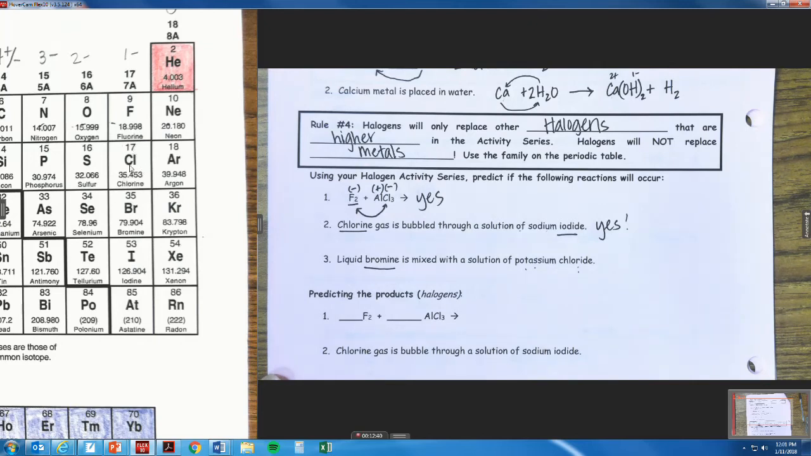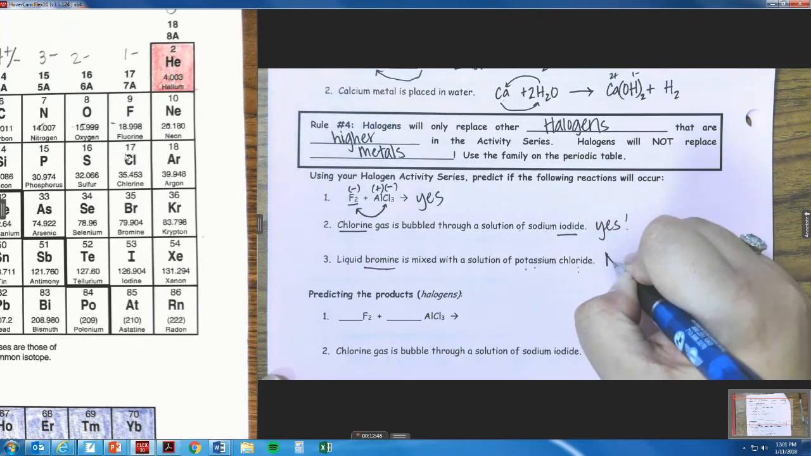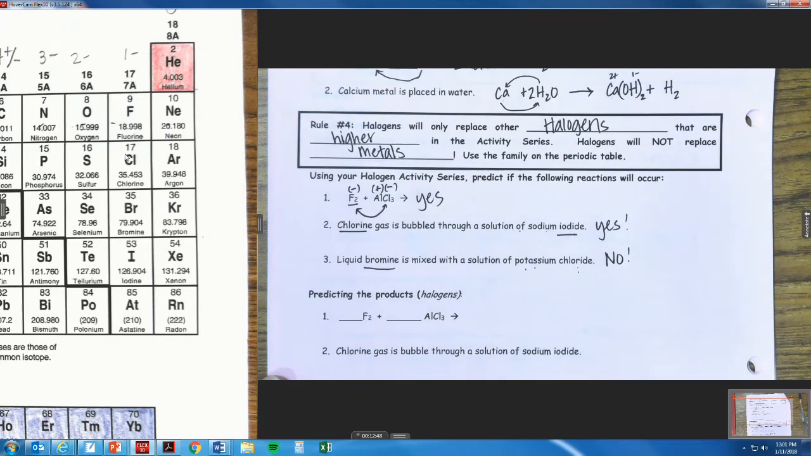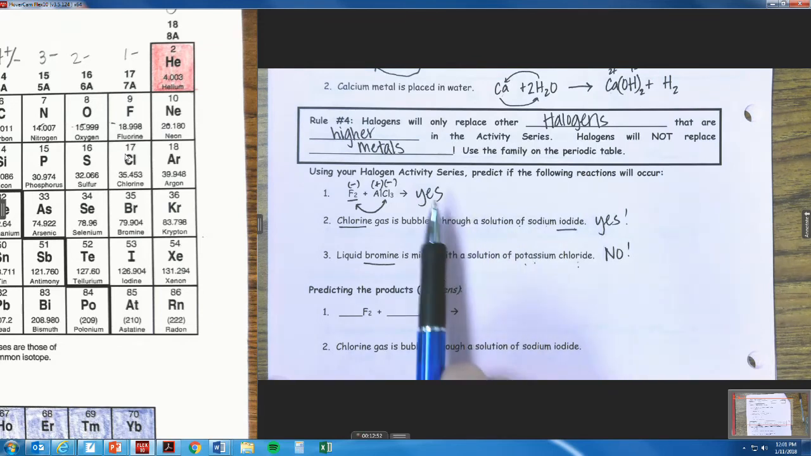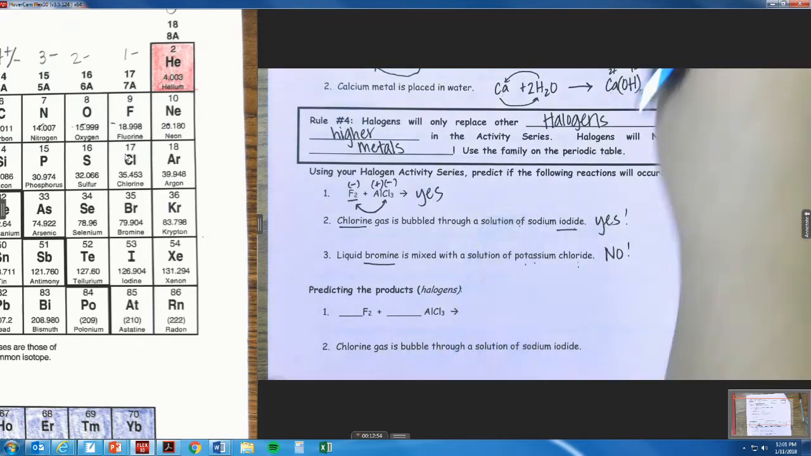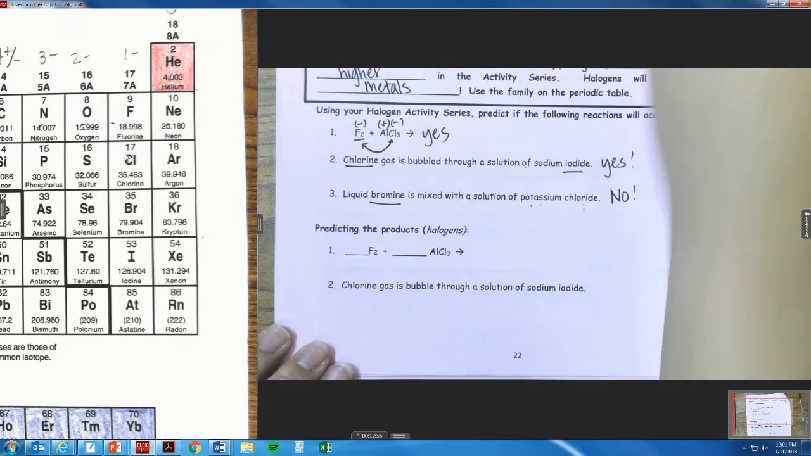Chlorine is right here. So is bromine higher than chlorine? No, it's not. It's actually lower. So no reaction is going to occur. Okay, so since these two did create a reaction, let's go ahead and predict their products.